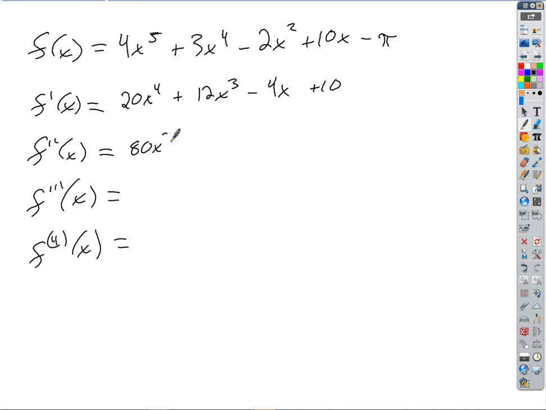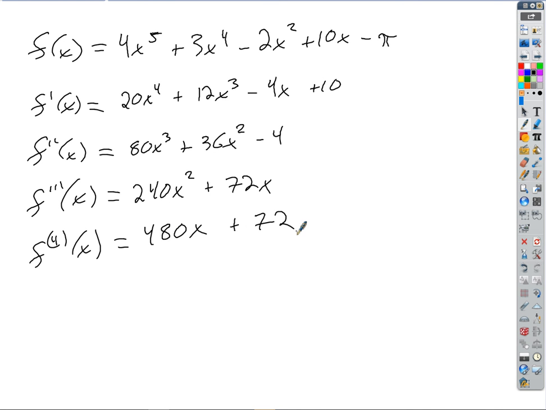80x, 36x squared minus 4. Third derivative: 240x squared. See that? 72, 2x. Fourth derivative: 480x plus 72. What's the fifth derivative going to be?